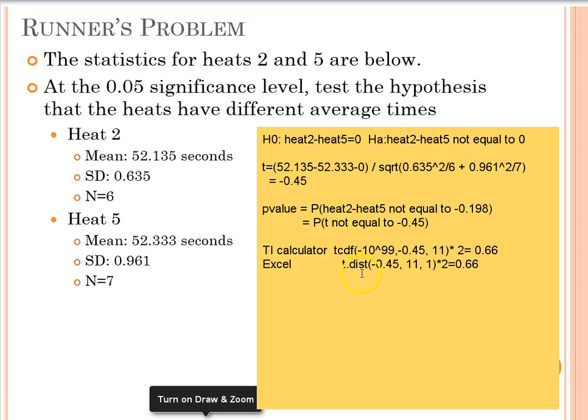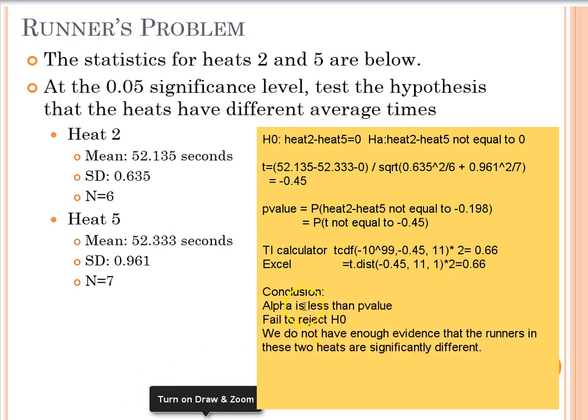If we use the Excel formula, we're just going to enter equals t distribution, the t-score that we're looking at, the degrees of freedom, and then 1 to calculate the cumulative distribution function. Again, we want to times that by 2 because we're running a two-tailed test, and it will give us the same p-value. We can now move on to our conclusion, where we compare the p-value to our alpha level.